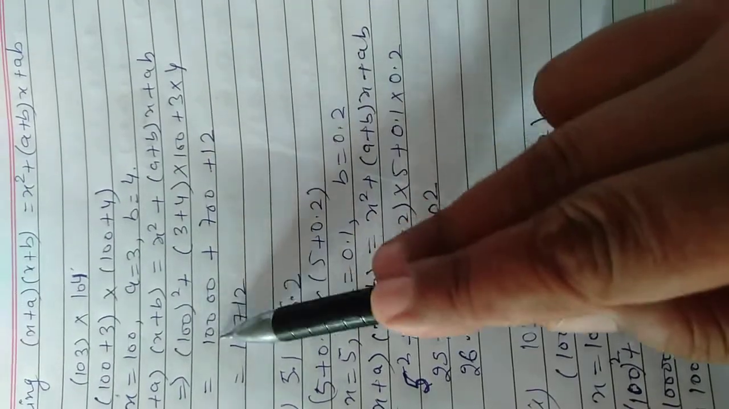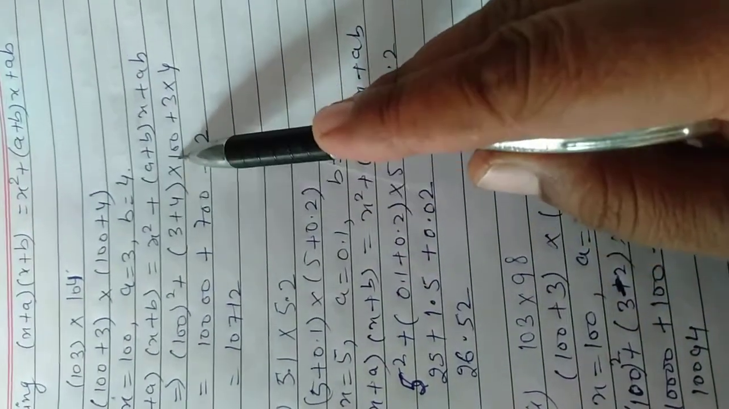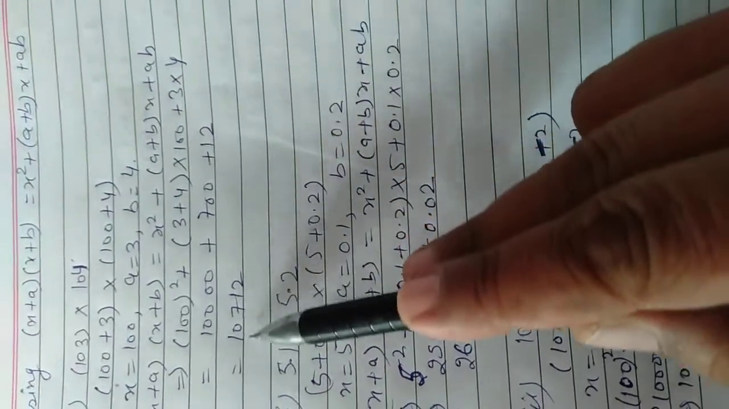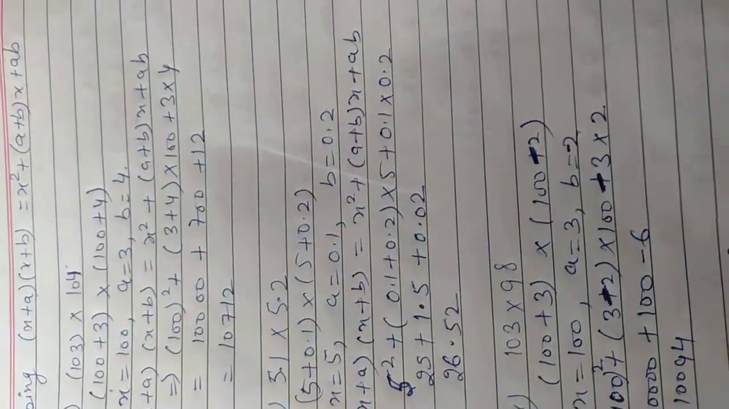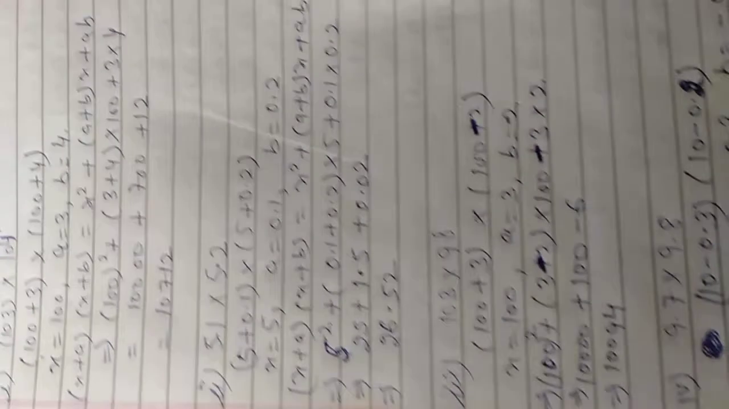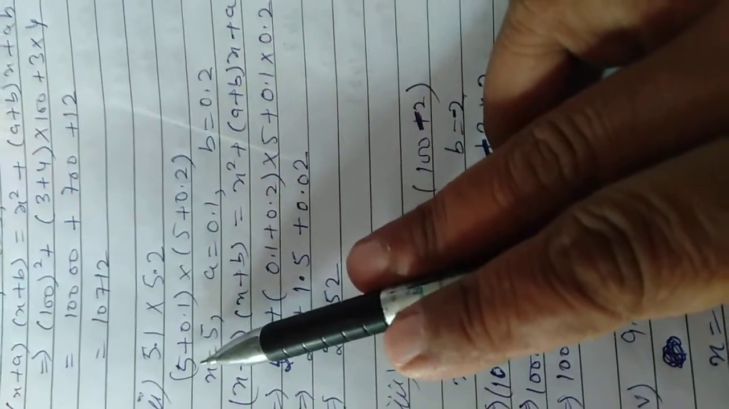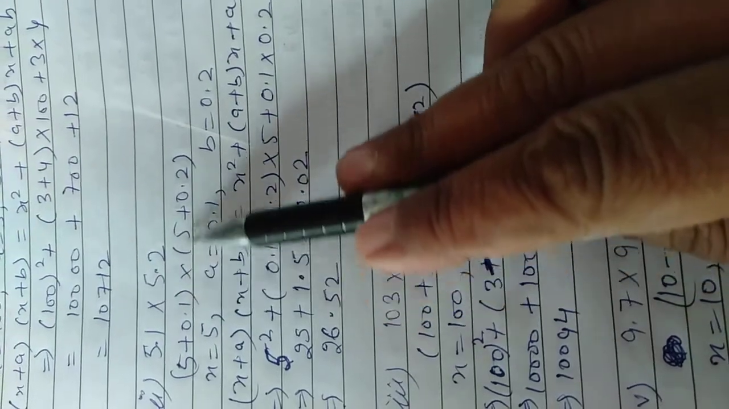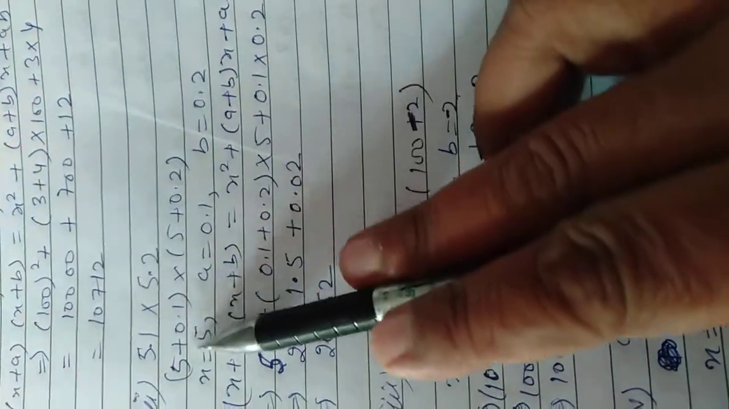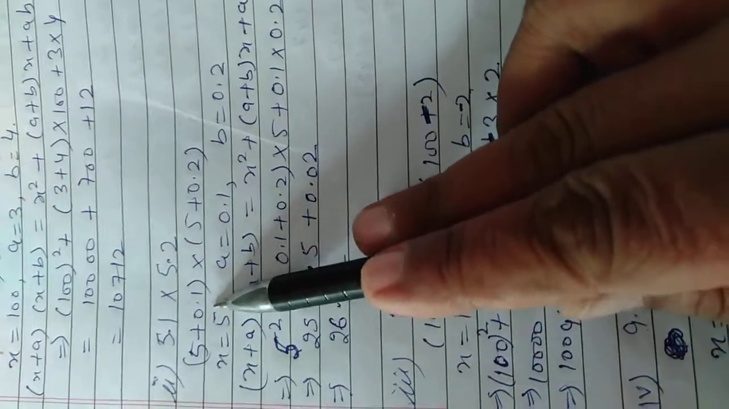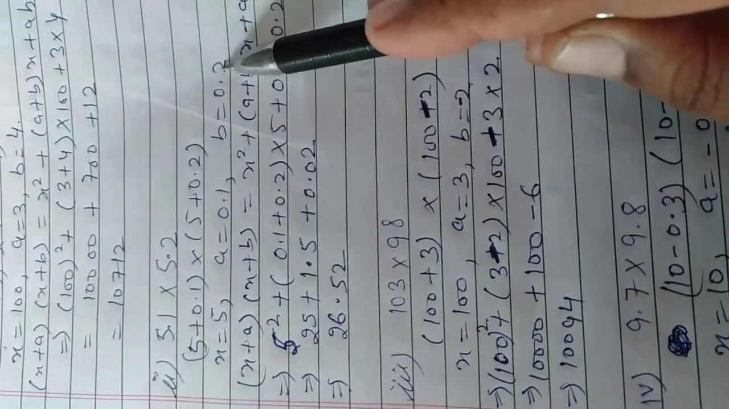So this is 100 square, 10,000. 3 plus 4 is 7 into 100 is 700. 3 4s are 12. If you add all these 3 terms, you will get 10,712. Now come to the second part. 5.1 and 5.2 you are given to multiply. So (5 plus 0.1) into (5 plus 0.2). Here x is 5 because the same thing is x. A is 0.1 and b is 0.2.